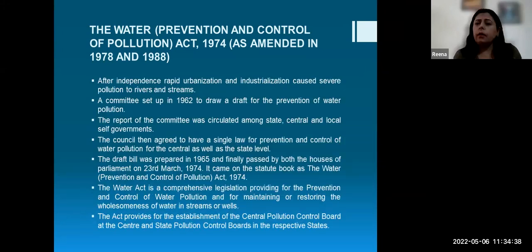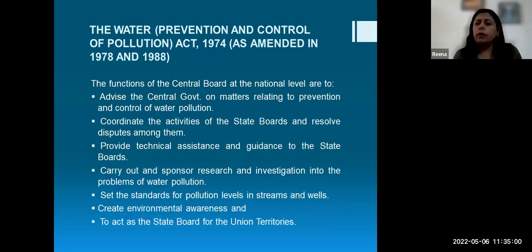So it was basically a comprehensive legislation for preventing all kinds of pollution and maintaining wholesomeness of water in streams, in rivers, in every kind of water. It was a single act at the time. So the functions of the central board at national level were to advise the central government on matters relating to prevention.